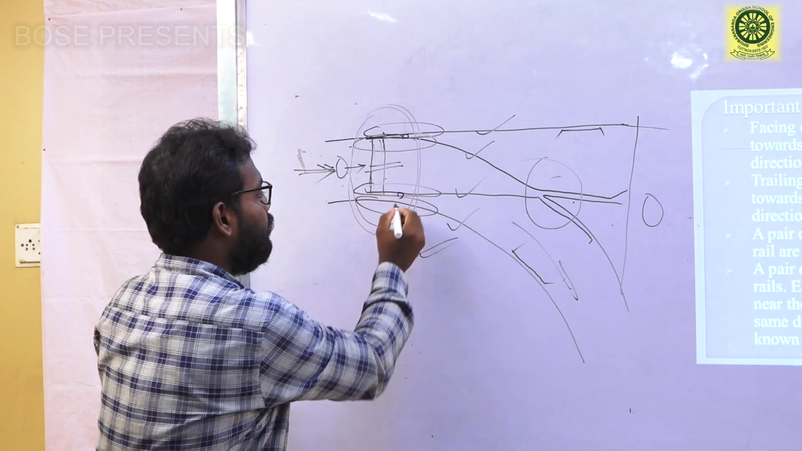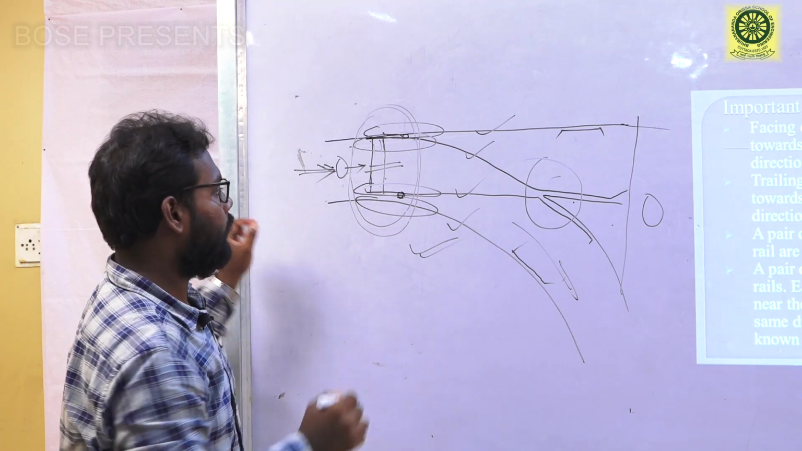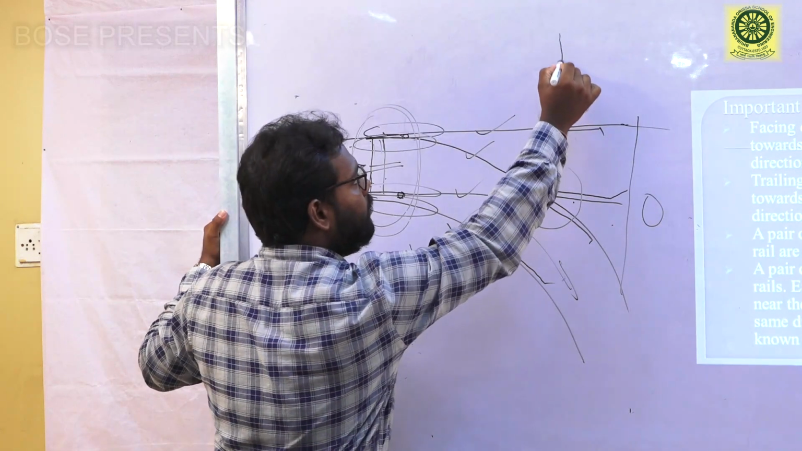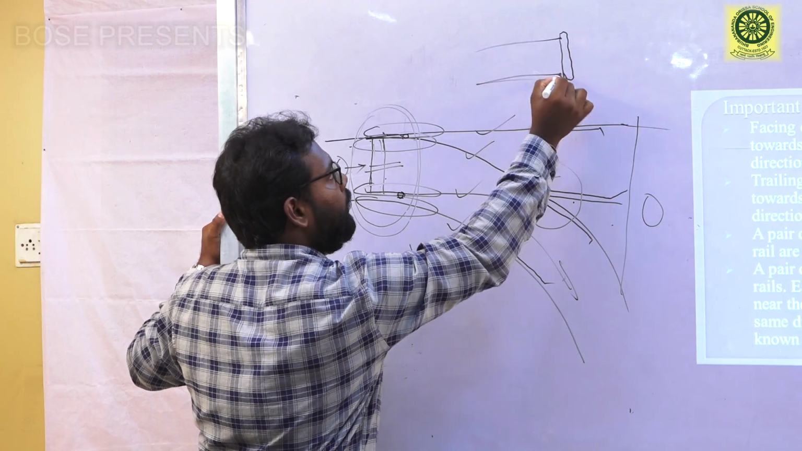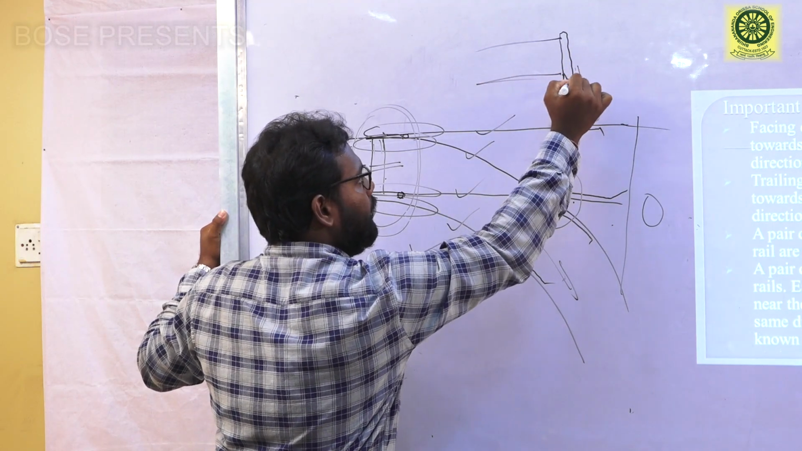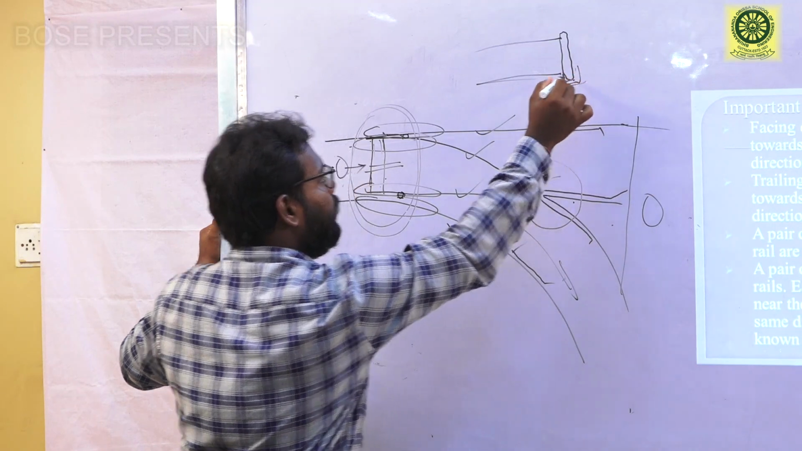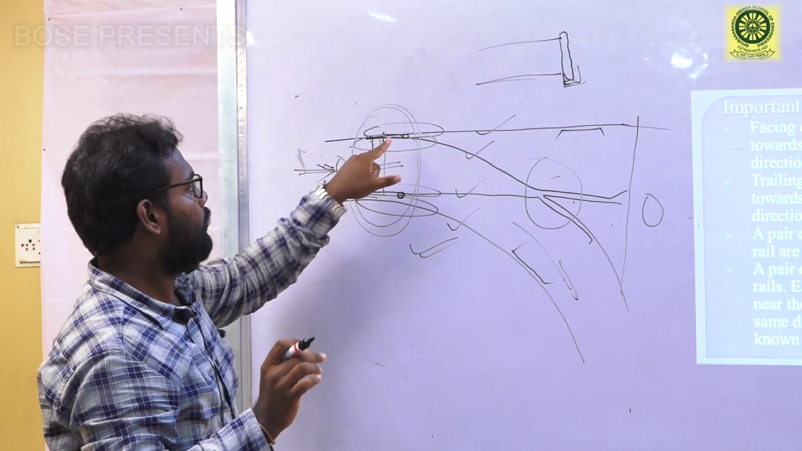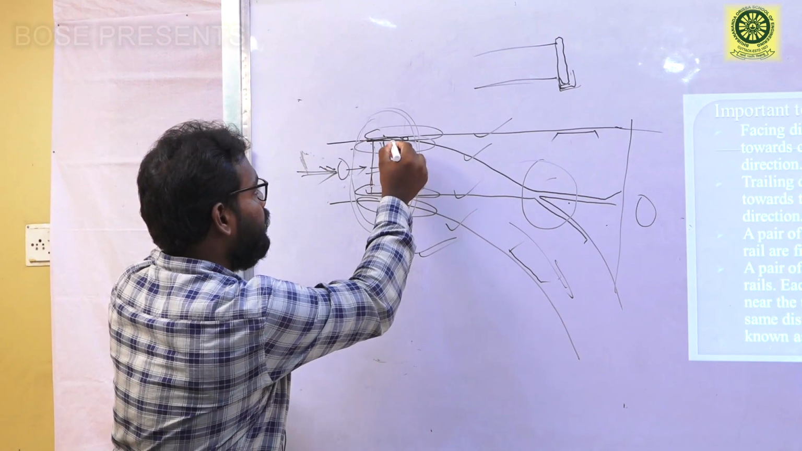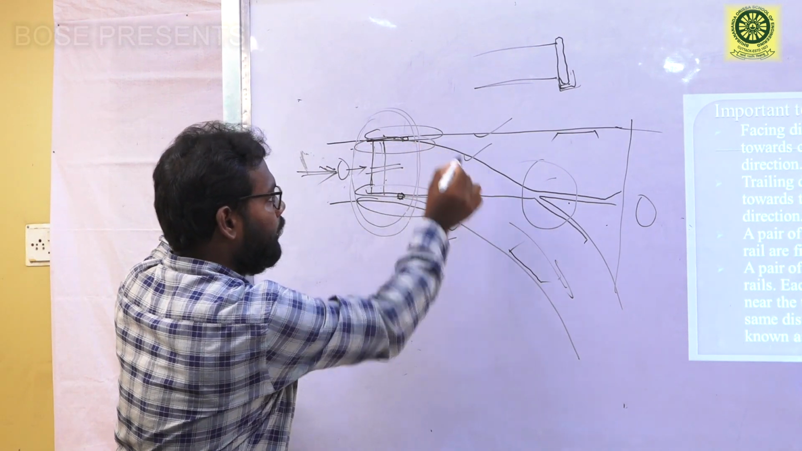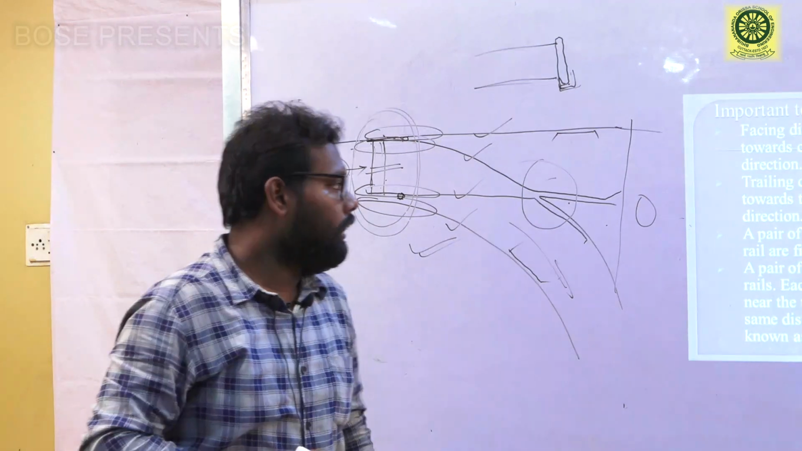What is the function of the heel block? Look at this. This is the flange of a railway wheel. For clearance of this flange, we provide some heel blocks so that the flange will move in this clearance. Okay, so look at the slide.